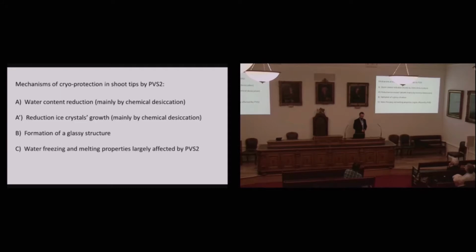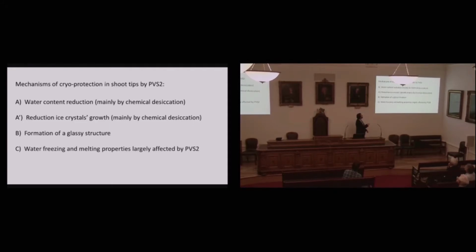So if we summarize these two works and also other works, I modified the presentation on the train, but I couldn't upload the new presentation. There was another slide with work that Hugh Pritchard has been doing with PVS2 on recalcitrant seeds, and they also see that PVS2 reduces water content and produces a glass at about minus 40, minus 50.